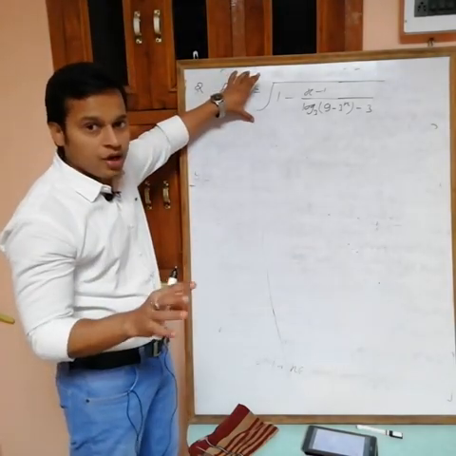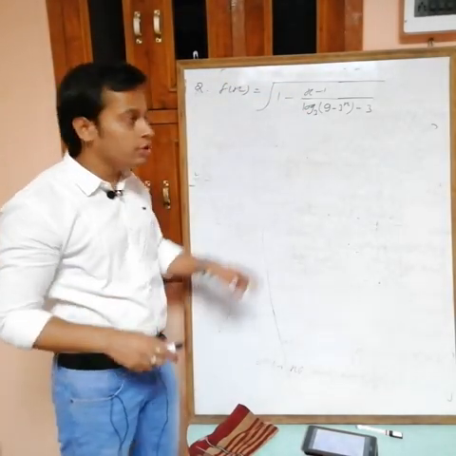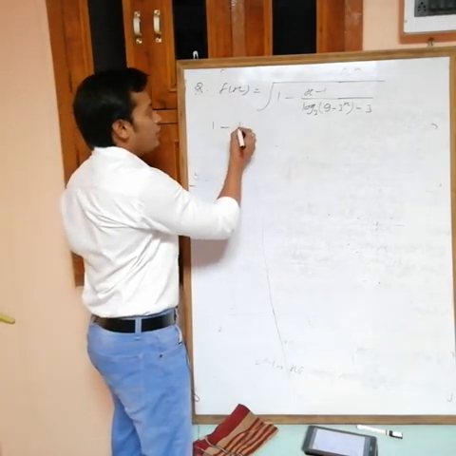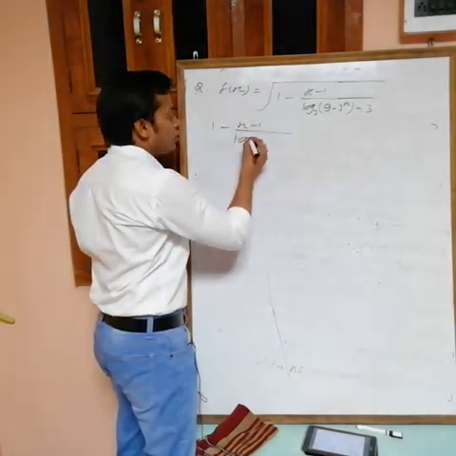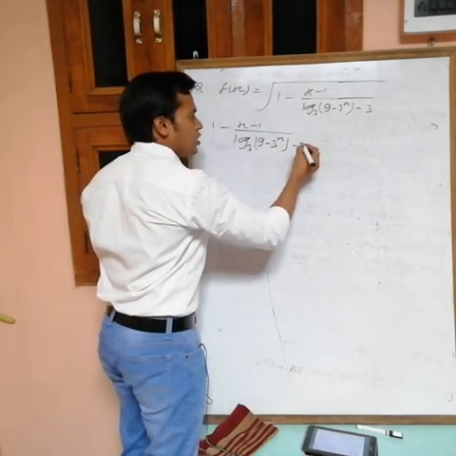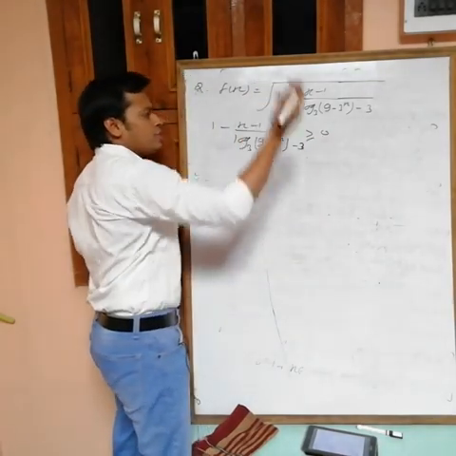Here we have two functions, one is root and the other is logarithm, so apply conditions for both. The condition for root is that this must be positive. So 1 minus x minus 1 by log base 3 of 9 minus 3 power x minus 3 must be greater than 0. Can I take equals to? Obviously, root 0 is 0.